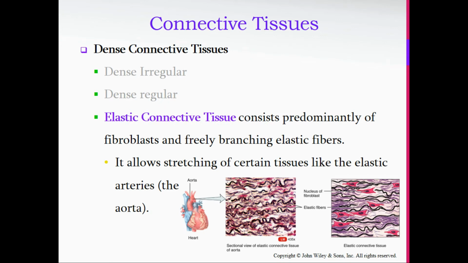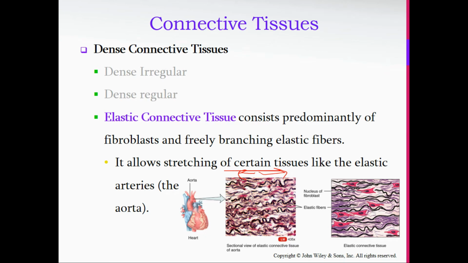Elastic connective tissue consists predominantly of fibroblasts and freely branching elastic fibers. Okay, so this, you can tell, gives to me the appearance of elasticity because these fibers are all bent and ready to go. Kind of reminds me of a bundle of rubber bands, so that when you pull this material in this direction, for example, or in this direction, then all of those bent up fibers will stretch out the same way a rubber band will. And that's how elastic connective tissue works.